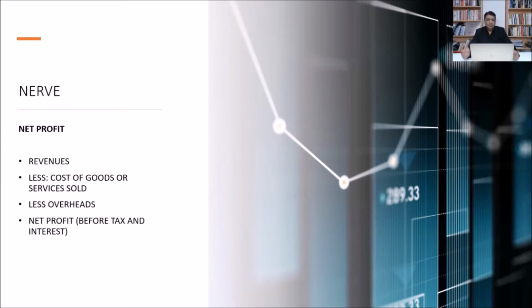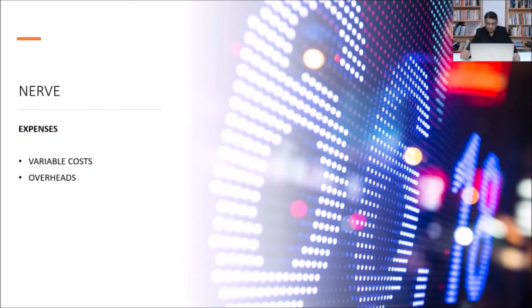Less overheads. Overheads are basically rent, rates, electricity, where you can't really allocate and it's not variable. This could be recurring on a monthly basis. So that's basically what the overheads are, which is going to give you the net profit. And again, this is at a basic level before tax and interest. So this just gives you a little bit of a starting point, and I'm sure many of you know this. But I want to go slightly deeper as we move forward.